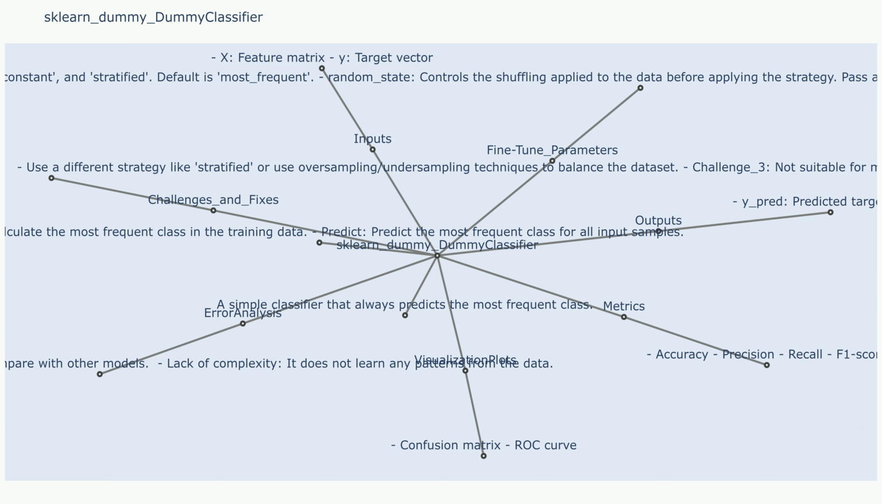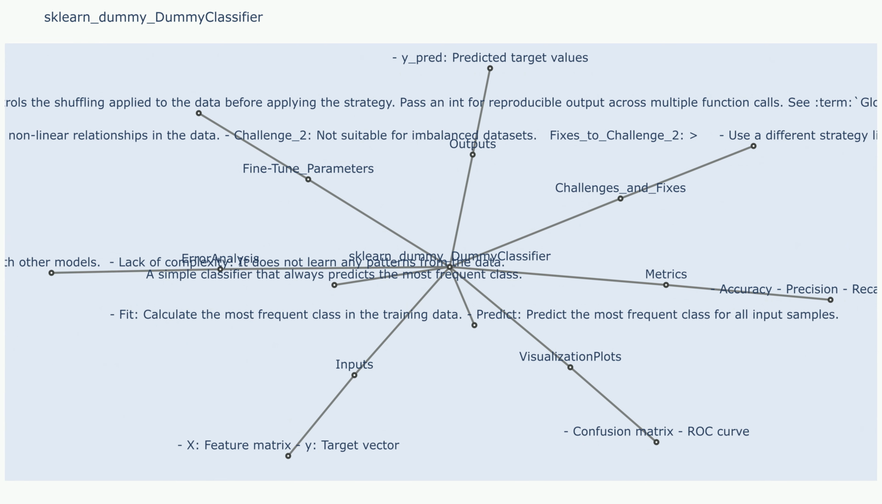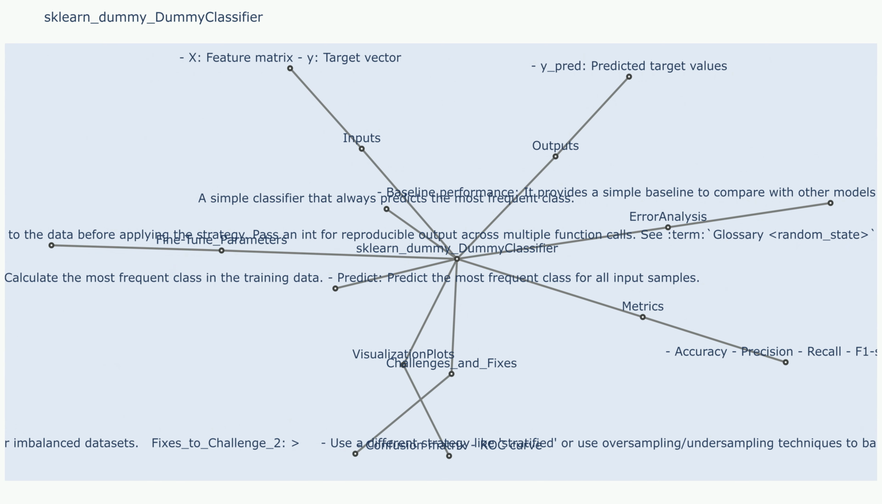Steps: Initialization: the model is initialized with a specified strategy for making predictions. Prediction: the model makes predictions based on the selected strategy. Metrics: accuracy: percentage of correctly predicted instances.